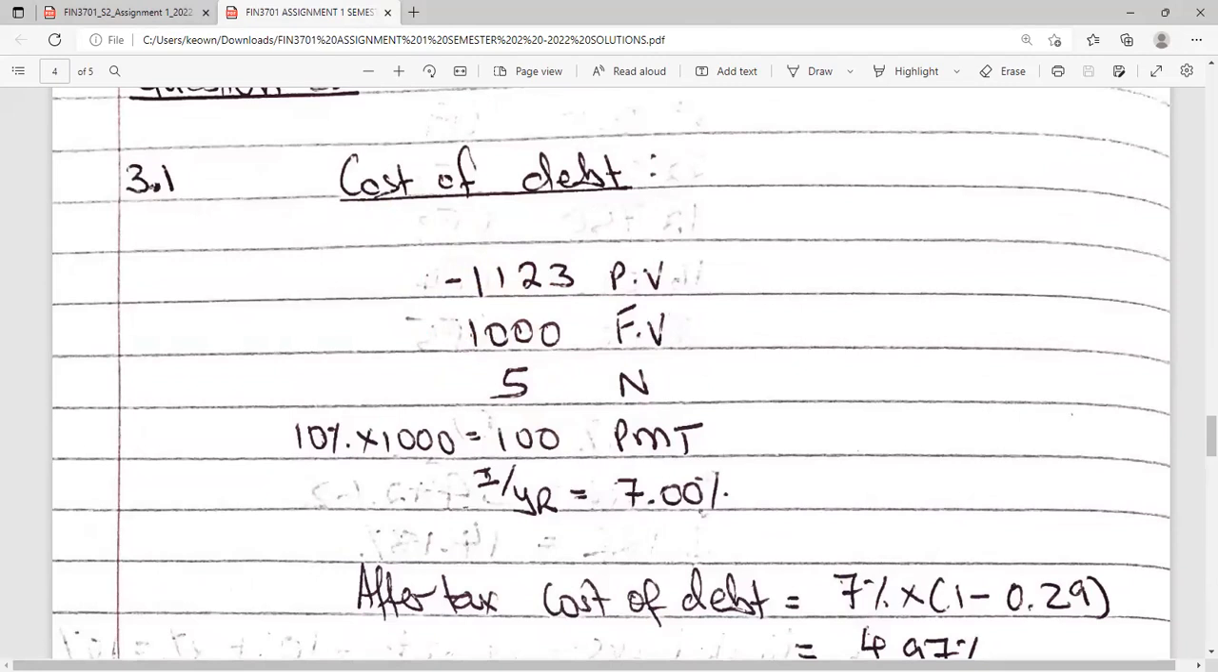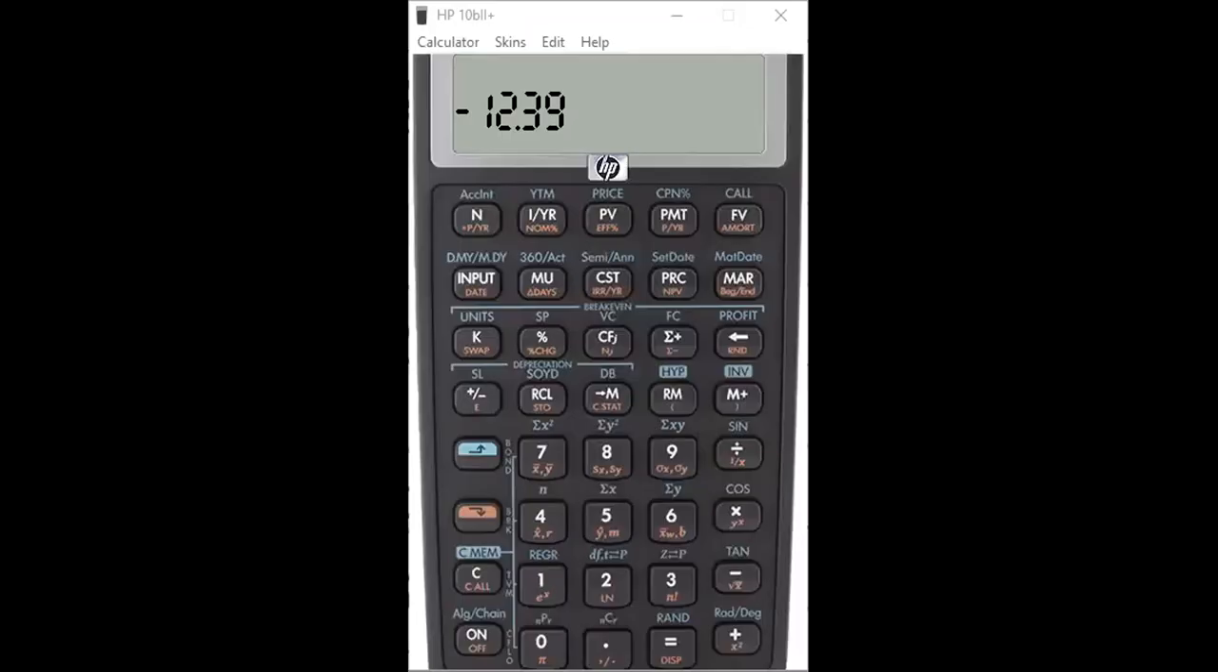Then as usual, we can clear the calculator: red shift button, clear. Then we can enter in the values that we need to enter in. 1123 negative PV, 1000 FV, 5 N, 10% times 1000 equals this. This is our PMT. Press equal to, then PMT.